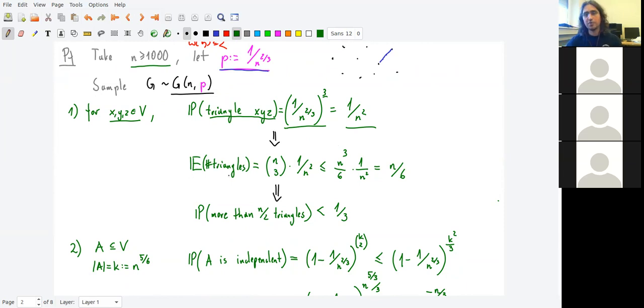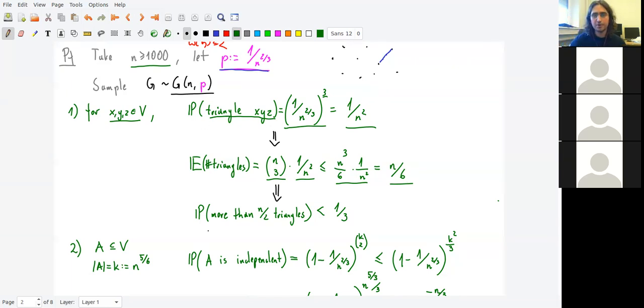So the expected number of triangles that I see in my graph is: there are n choose 3 triples in total. Each of them becomes a triangle with probability 1 over n squared. Now n choose 3 is at most n cubed over 6. So the expected number of triangles is n over 6. In general, in a graph, there can be a cubic number of triangles. But because our graph is sparse, we have a low probability of the existence of an edge, the number of triangles will be smaller than n in expectation.